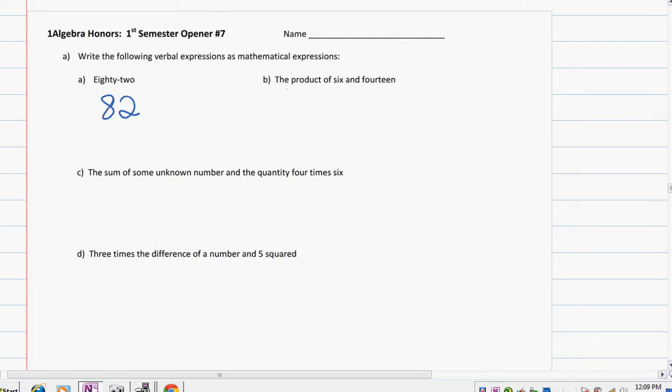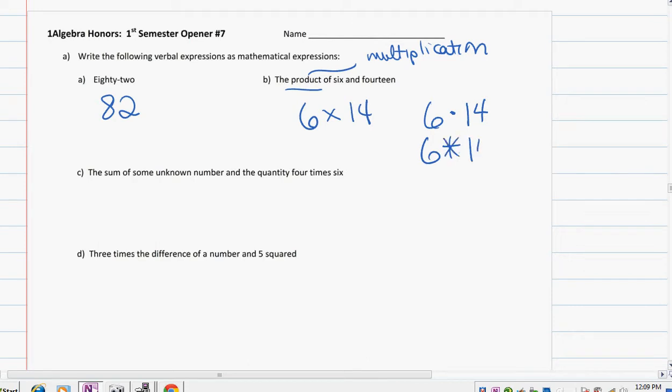The product, so product implies multiplication. So the product of 6 and 14. Now I could write 6 times 14. Most of you are probably used to seeing the x, 6 times 14. The issue is we're going to use the letter x a lot. So we often write it as 6 dot 14 or 6 dot, sometimes you'll see 6 asterisk 14.